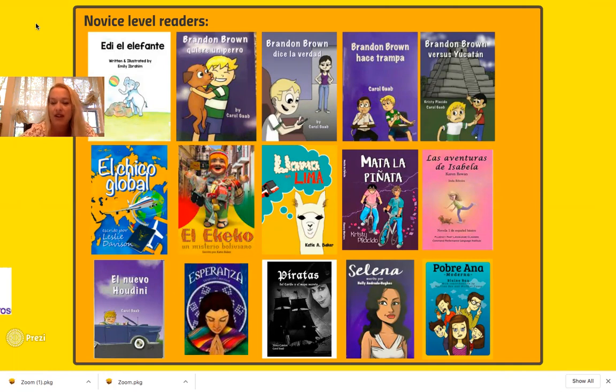Las Aventuras de Isabela, written by Karen Rowan. This book is cool because it's a novice level book and each chapter is its own story. So you don't have to read cover to cover. You can kind of pick and choose what you want.